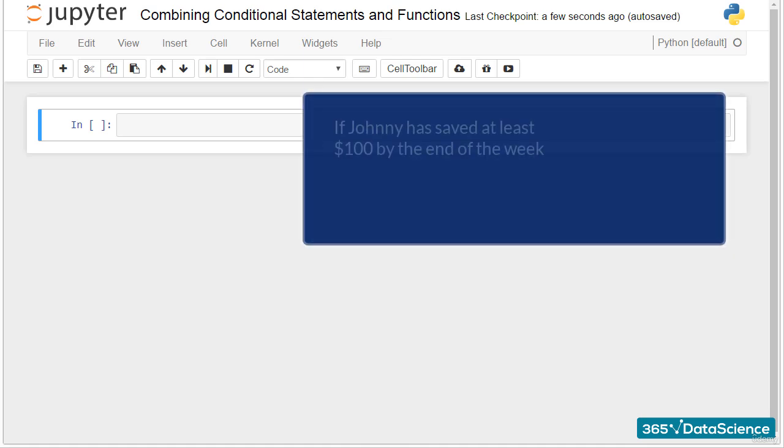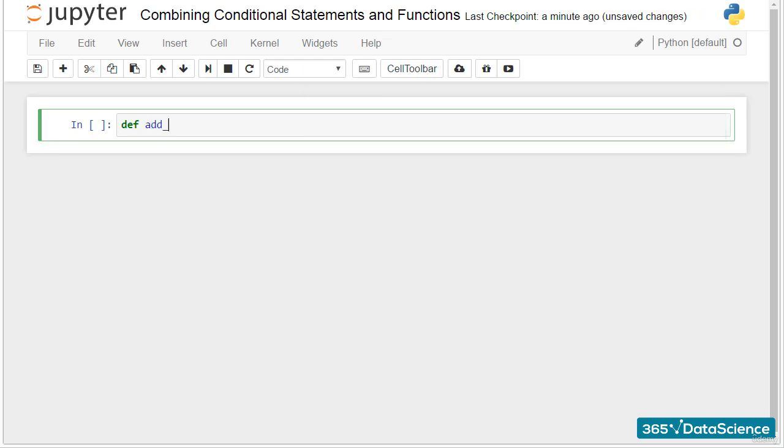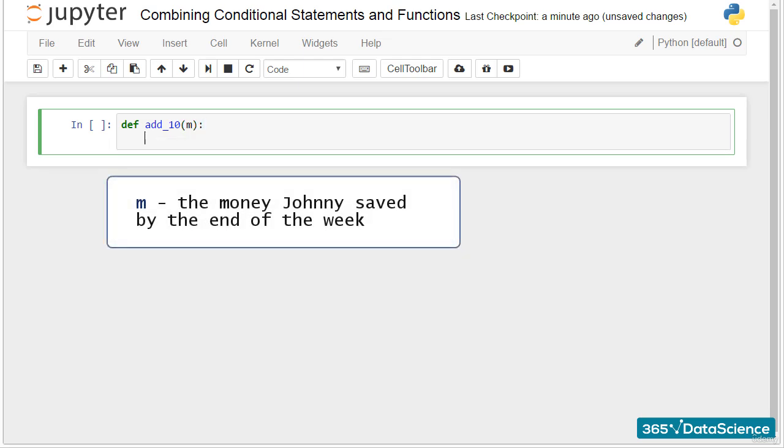Johnny's mom told him that, by the end of the week, if he has saved at least $100, she would give him an extra $10. If he did not manage to save at least $100, though, she would prefer not to give him the extra cash. Clear? Now, let's define a function called add10, which takes as a parameter the unknown m that represents the money Johnny saved by the end of the week.